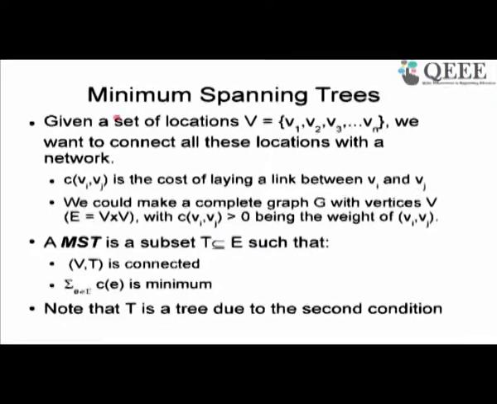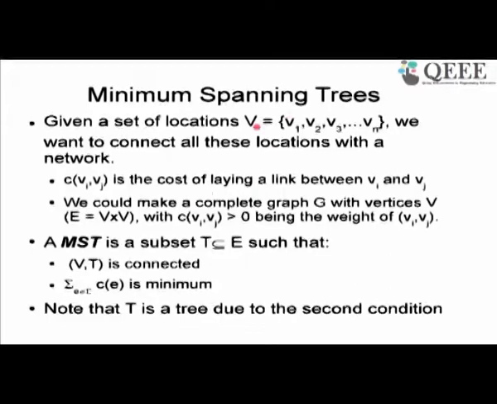So this problem is called the minimum spanning tree problem. Given a set of locations V1 to Vn, we want to connect all these locations with a network. So imagine, for example, I have a number of cities in India and I want to lay, they are talking about the national optical fiber network. I want to connect all the villages in India. What is the least cost way of connecting all the villages in India via fiber network? Okay, what is the least cost way of making sure that every village in India is connected by fiber?